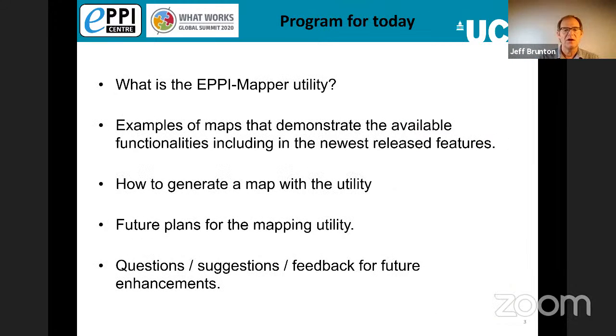All right, so what we're going to be looking at in this session is a few things. First of all, I'm just going to talk a little bit about what the EPPIMapper utility is. We're going to look at some examples of maps that demonstrate the available functionalities, including a number of the newest release features, which we just released last week. Then Mel's going to take us through a session on how to generate a map with the utility. Then I'm going to look at some of the future plans of what we're going to be doing. And after that, there'll be some questions, suggestions and feedback, because where the utility goes really depends on what people require. That's why it's really important to get feedback from people.